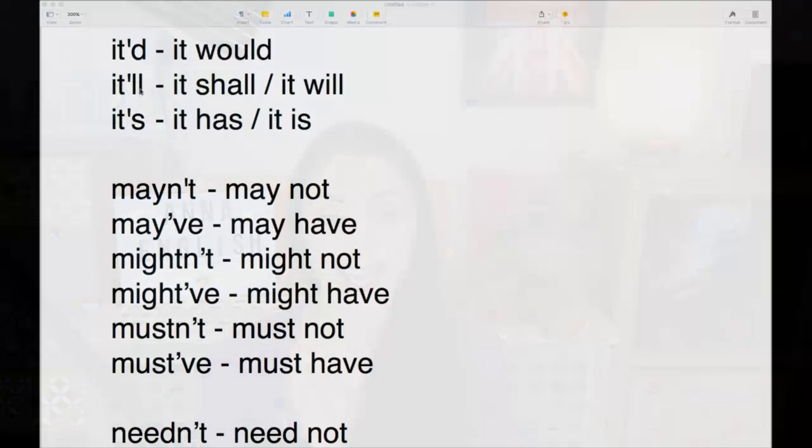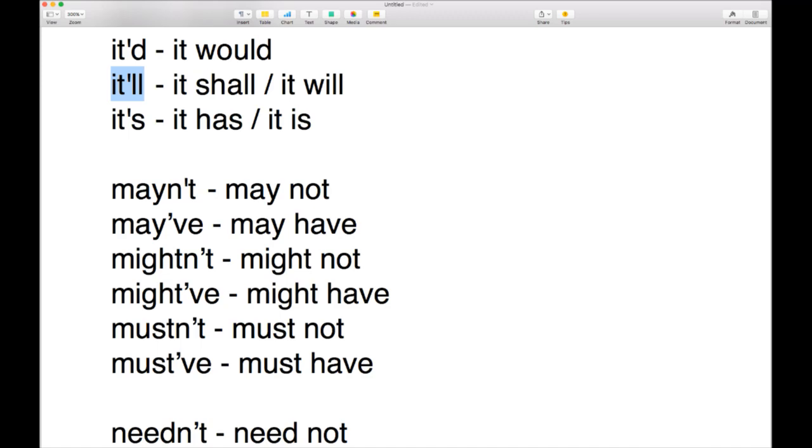All right, the next one, after it'd, is it'll. And this can be done in one of two ways, but it's short for it will and it shall. It will or it shall. It'll. You put the tongue up onto the roof of the mouth and you keep it there for the L. So it'll, it will be okay. I'm reassuring you, it will be okay. We'll learn English together. It'll be okay.